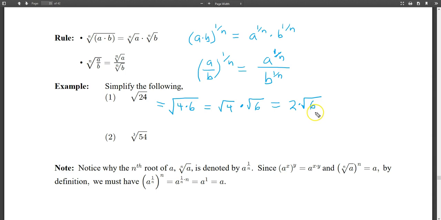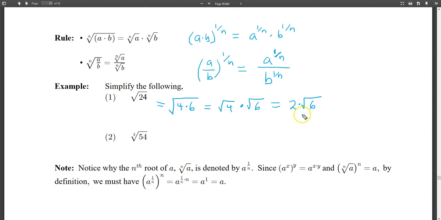Oftentimes when you look up answers in the back of a math text, they will fully simplify roots like this. You won't see the square root of 24 written. You'll see 2 root 6. So just be careful if you look up an answer and it doesn't look exactly like what you have, you might have to simplify your answer.